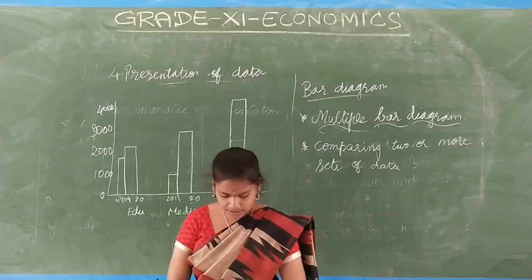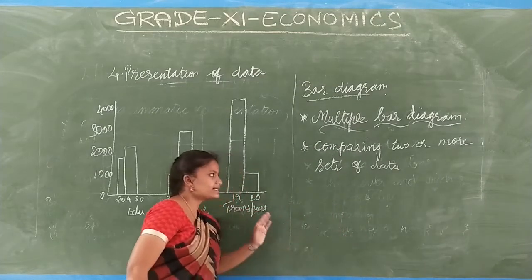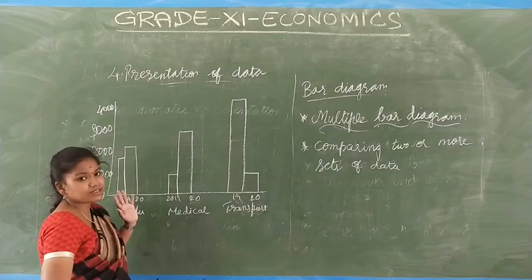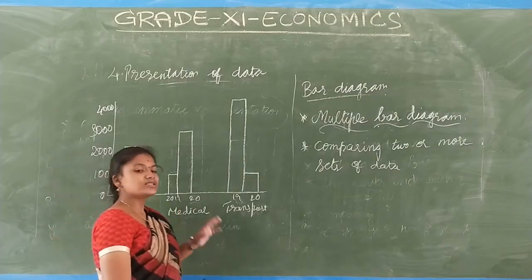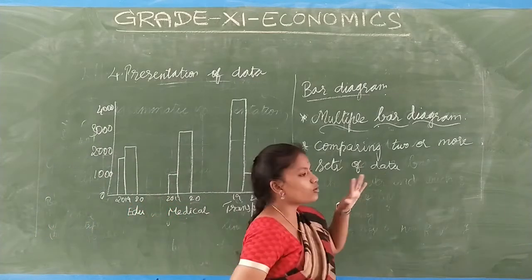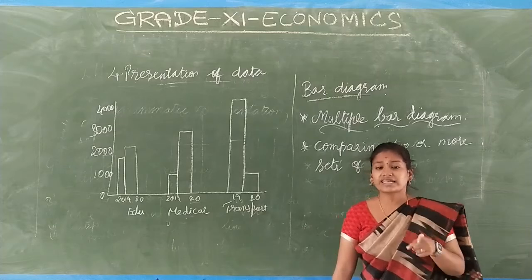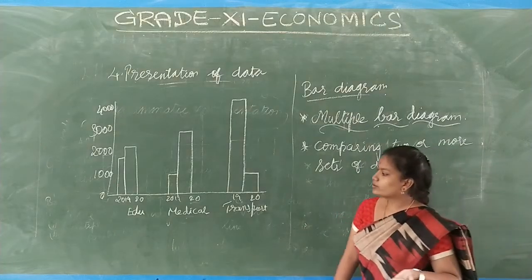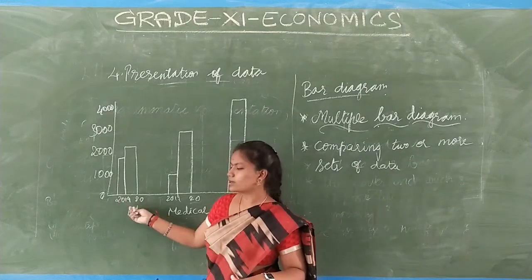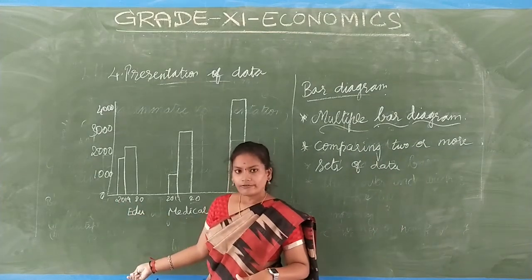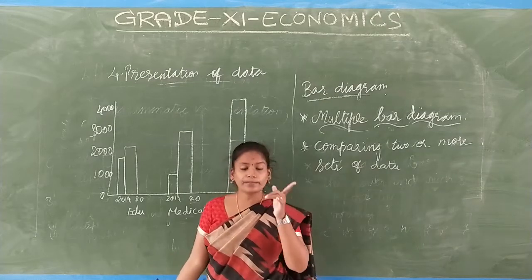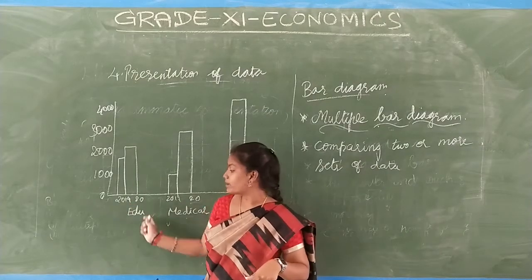Fine. What next? This is the example of multiple bar diagram. It's very easy to understand. It is used for comparing two or more sets of data. What should be the same set of data? You can use it especially for what? Comparing.